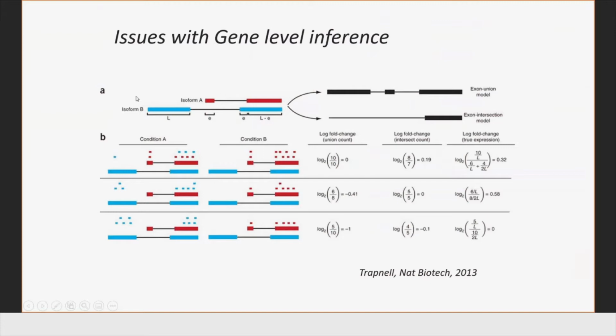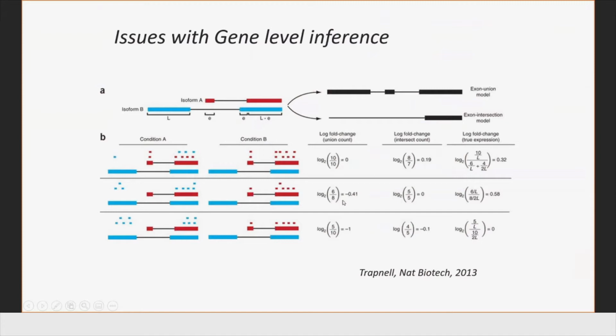So hypothetically, this is two isoforms within one gene. You have this red exon here and a blue exon here. And the union model basically takes the union of all the regions that these two isoforms cover. So this is the union model. And the intersection model means that you only take the overlapping parts of these two isoforms, like this.